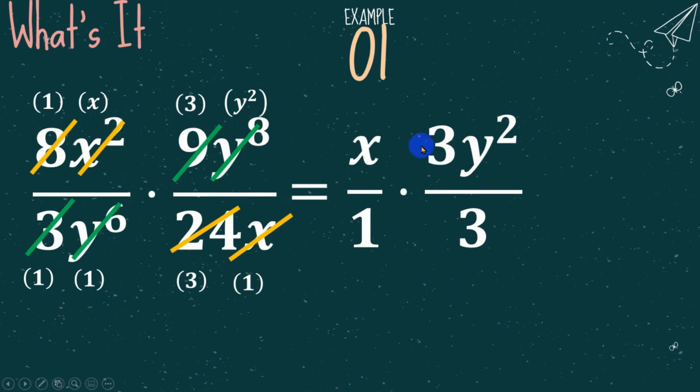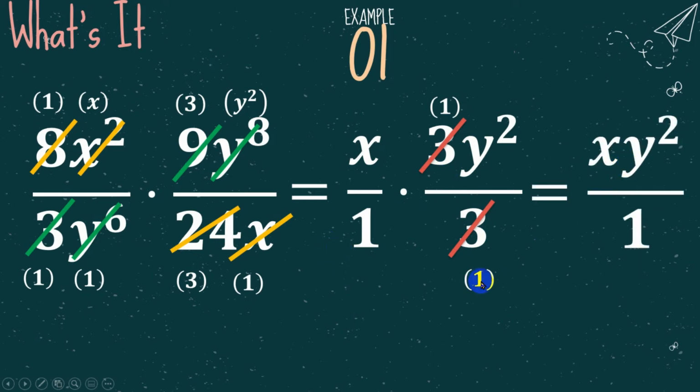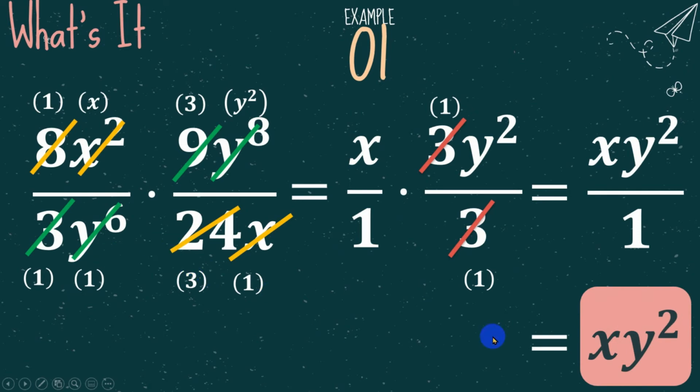And then, kung titingnan nyo po yung naging product natin, meron pa tayong pwedeng makancel. Tama po ba? So, we can cancel out itong dalawang 3 na to. Dahil greatest common factor nila yan. So, that will be 1 and 1. So, ano na lang natira? We have x times y squared. The answer is xy squared, and then 1 times 1 is 1. So, the final answer for our first example is xy squared.